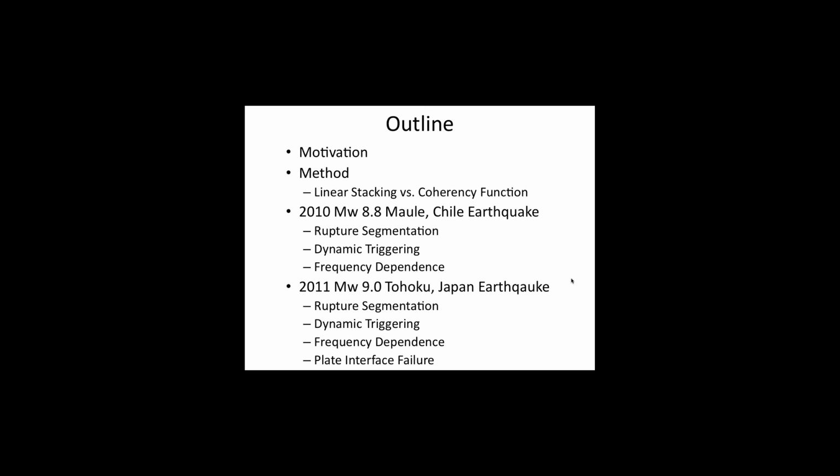I'm going to show results from the 2010 magnitude 8.8 Maule, Chile earthquake, as well as the recent 2011 magnitude 9 Tohoku, Japan earthquake. And as you can see here, I'm going to touch on similar aspects of each rupture: rupture segmentation, dynamic triggering, and also frequency dependence. Hopefully by concentrating on similar aspects of each rupture, I'll be able to give a good comparison between the two earthquakes and show you where they're similar and where they are different.